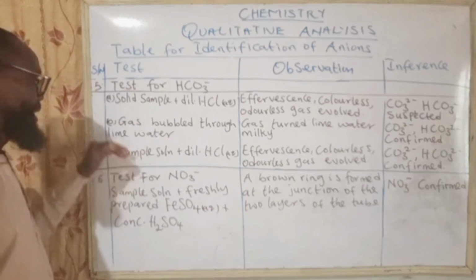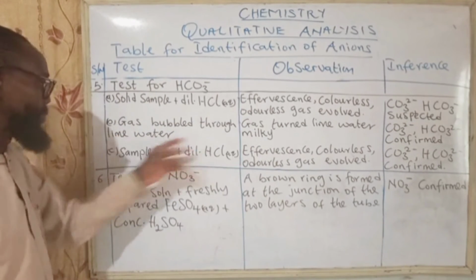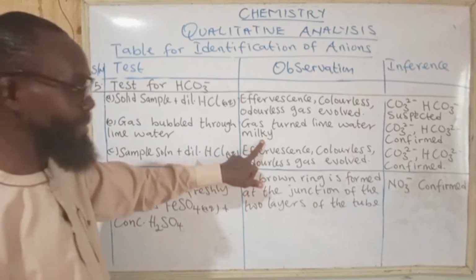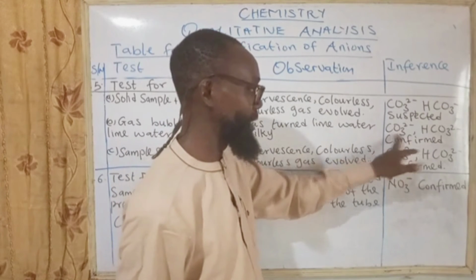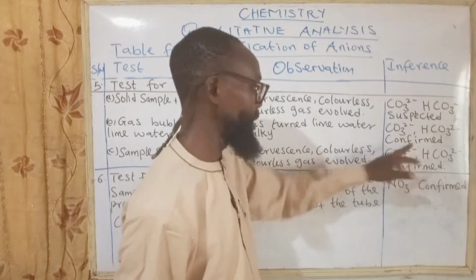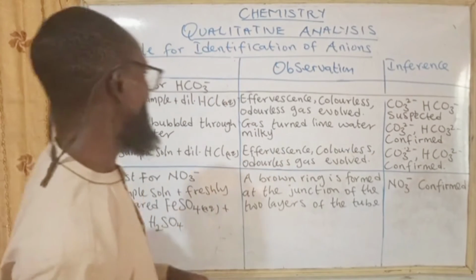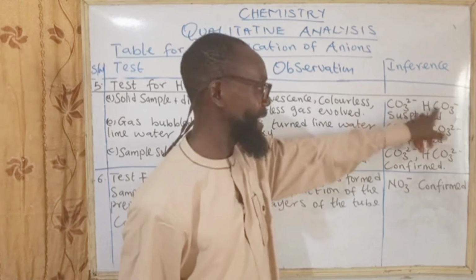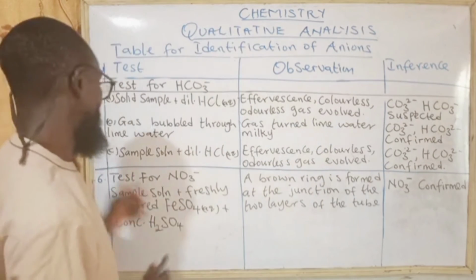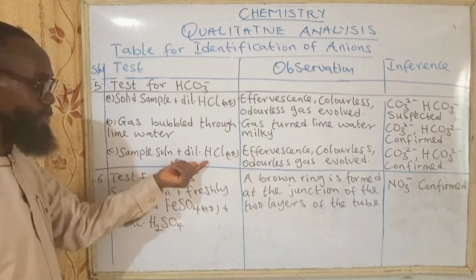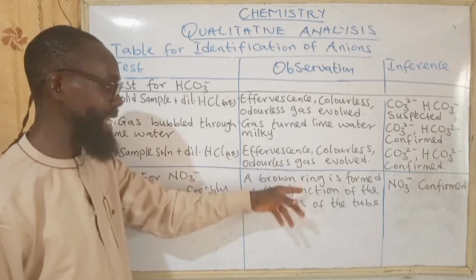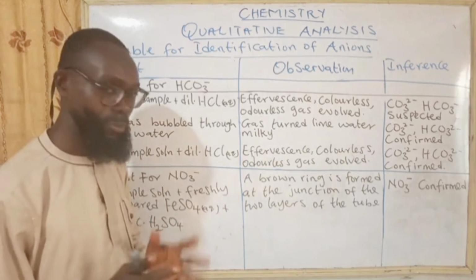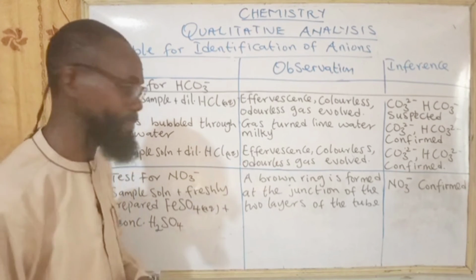The second one: the gas that was evolved here is bubbled through lime water. Gas turned lime water milky. So this is a confirmatory test. CO3 2 minus, HCO3 minus confirmed. So from here, definitely CO2 gas must be evolved, because carbon IV oxide can come out from this place. Third one, sample solution plus dilute HCl. Effervescence, colorless, odorless gas evolved. CO3 2 minus, HCO3 minus were confirmed in that solution.